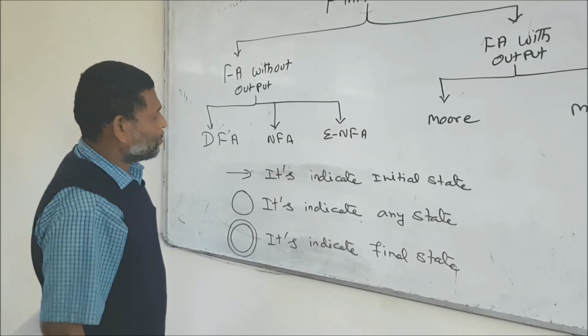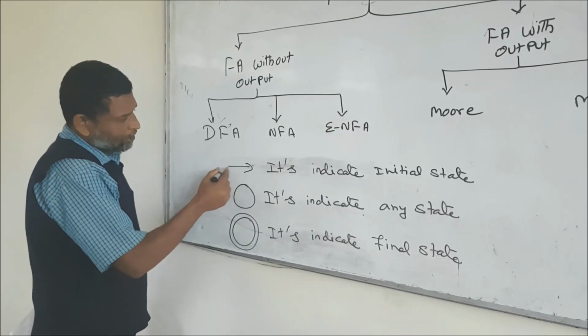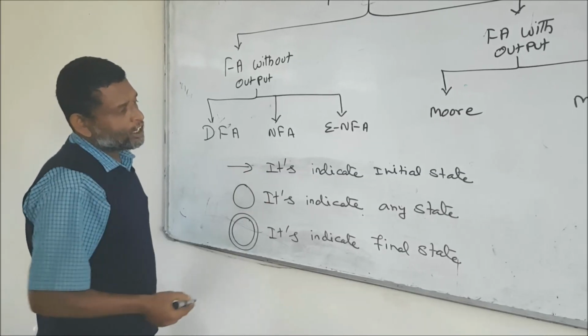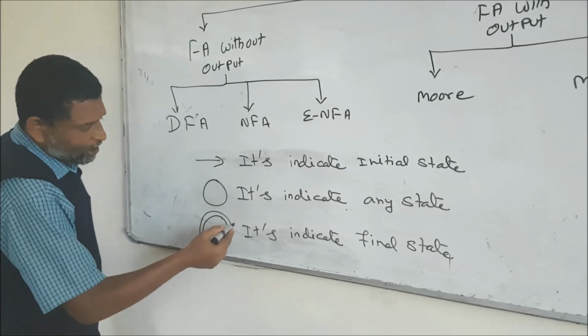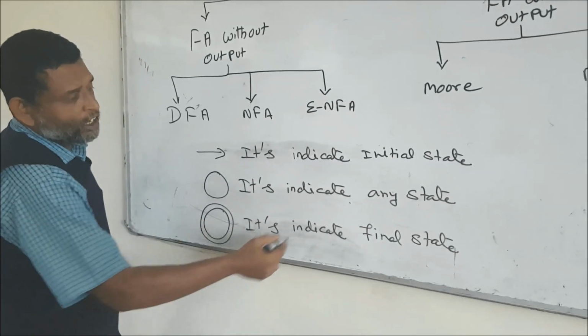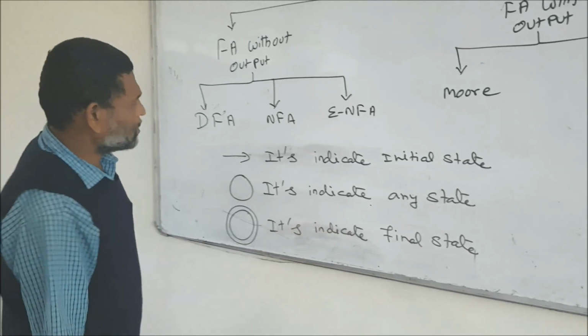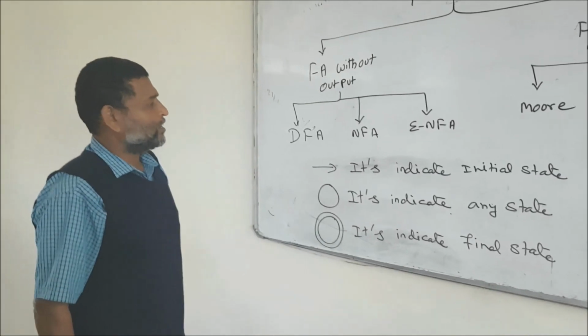In the diagram, the arrow indicates the initial state, a single circle indicates any state, and a double circle indicates the final state.